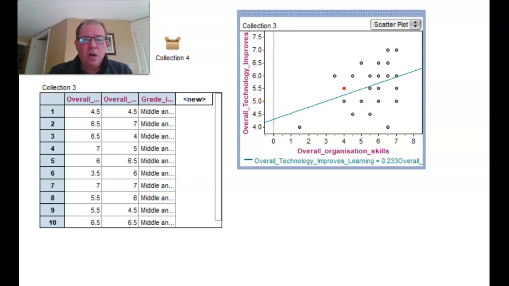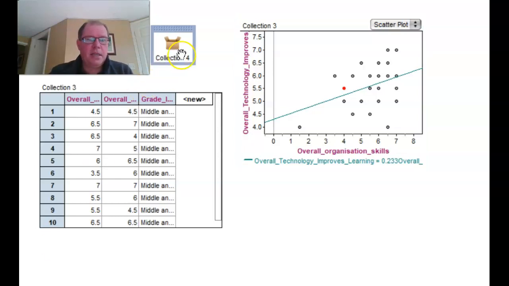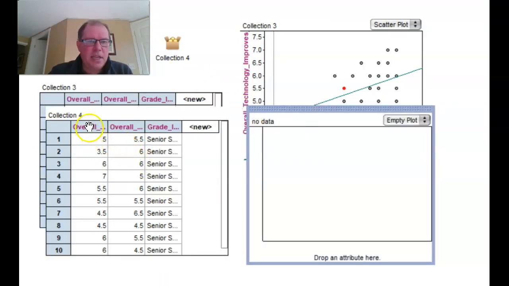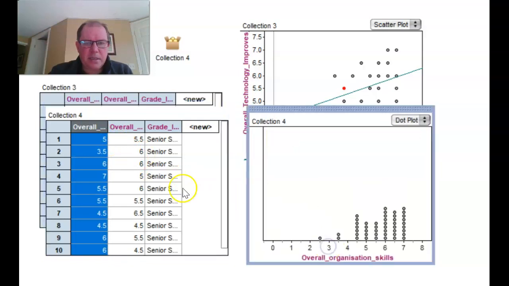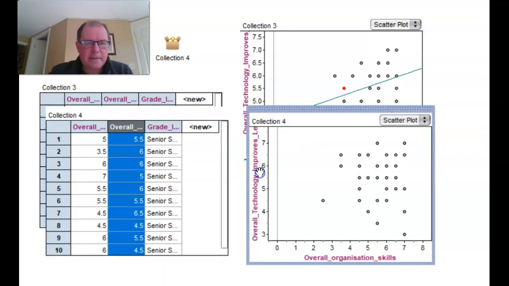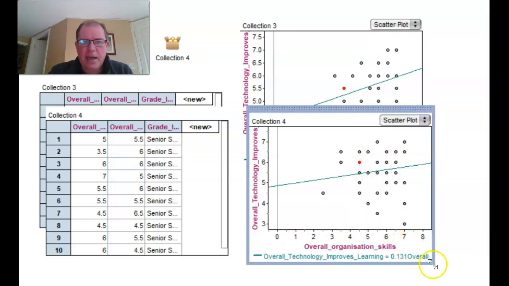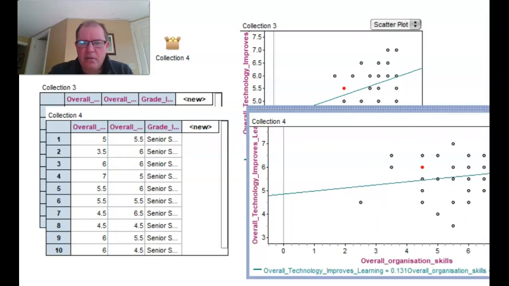Let's try it now and compare that to the senior school students. So I've highlighted collection 4. I'd need to put the data in. Apologies. Now I've got my senior school students in data 4. Highlight it, bring down a table. There's my senior school students. Bring down a graph. Let's do the same and let's see what this is. Oh, that looks really random. It doesn't look like there's any relationship whatsoever. Let's add the least squares line and have a look at the R squared value.